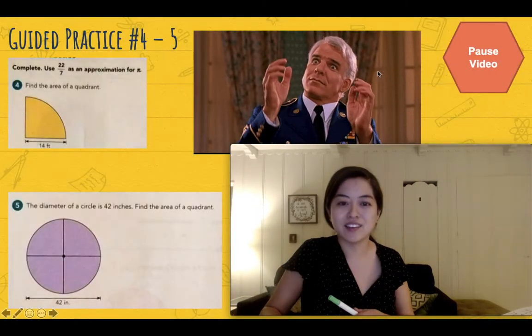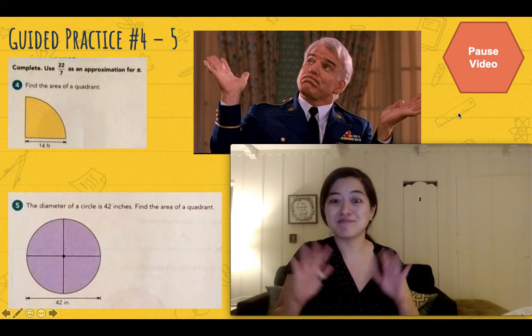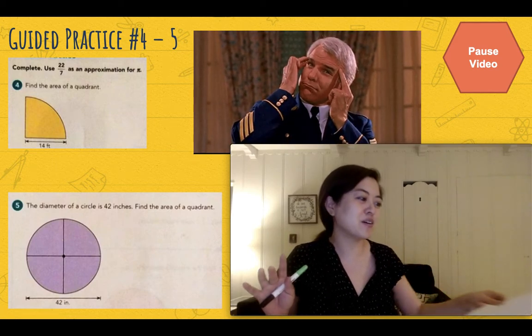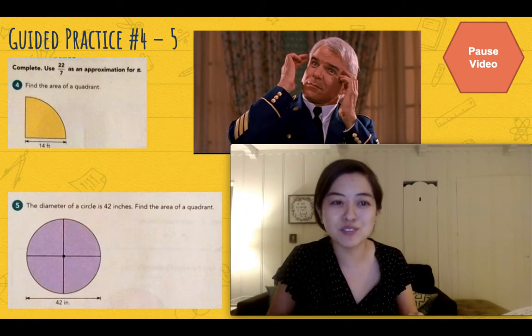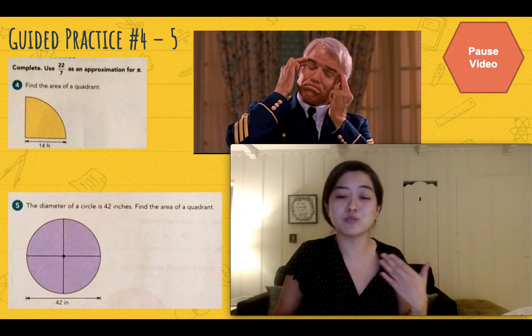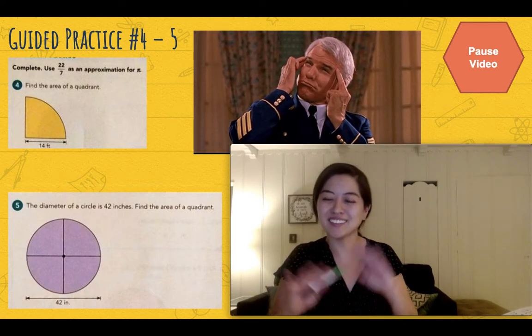All right. Okay, now it's your turn. Please try your best. I think you probably have more confidence than Steve Martin up there. Please do numbers 4 and 5 on your own and use 22/7 as an approximation for pi. All right, see you soon.